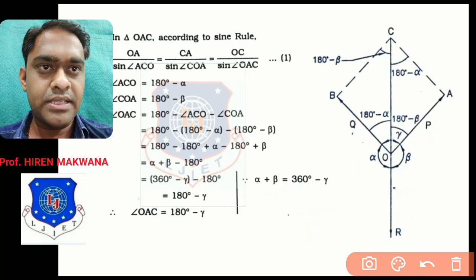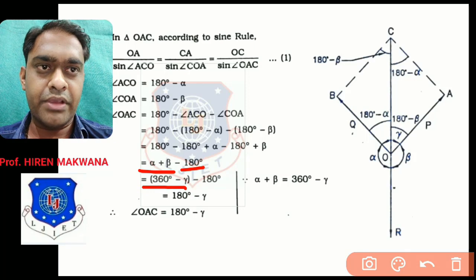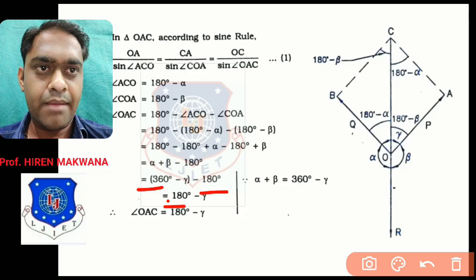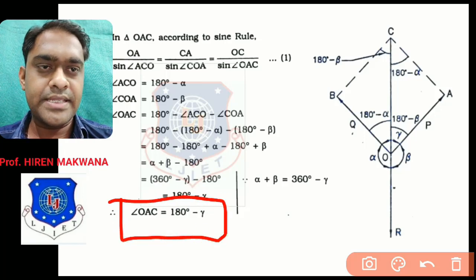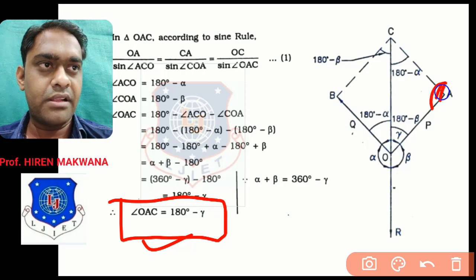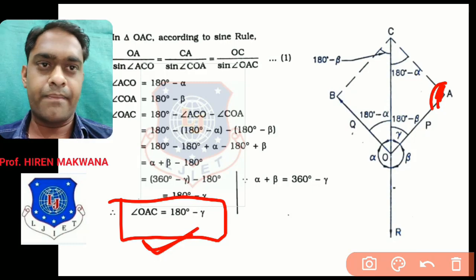Okay, so replace this value over here. So alpha plus beta is equal to 360 minus gamma, minus 180 from the simplification as it is. Remove the brackets from this equation. You will get 360 minus 180, that is 180, and gamma will be as it is. So finally, angle OAC is equal to 180 minus gamma. Angle OAC means this remaining angle which we have to find, it is now 180 minus gamma.